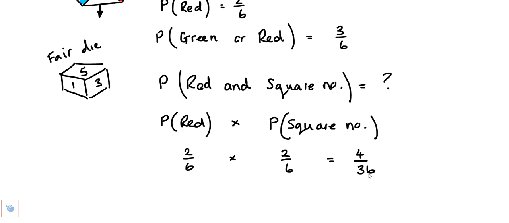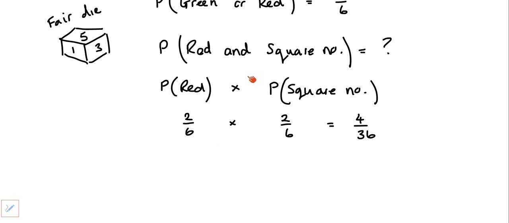You were asking how to do it in your head. I would say this is maybe the quicker way. So knowing that if I've got and, we multiply the probabilities. Okay.